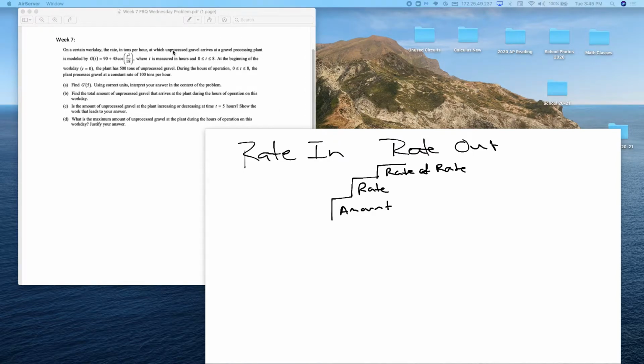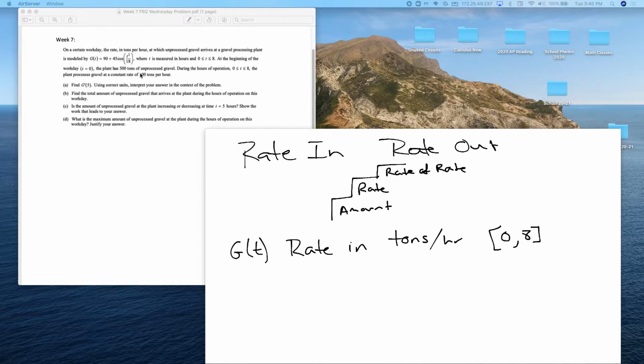So we're given here that the rate in this whole problem, G of t is the rate in. And if you look at it, it's tons per hour. So that's an important piece. Now you're at that middle step, and that's going to be measured from 0 to 8 for t.